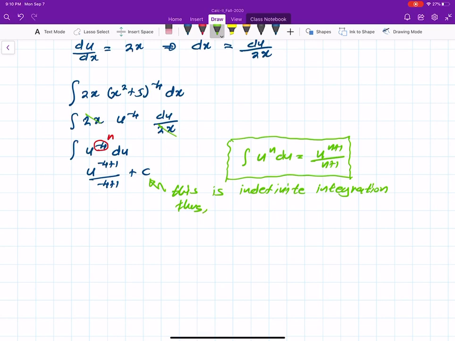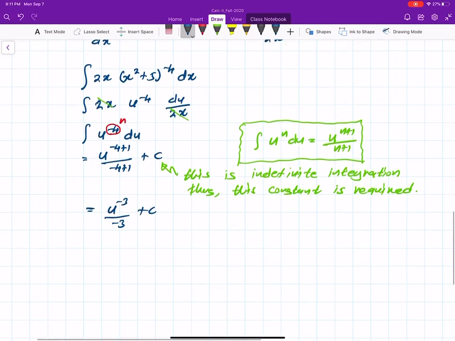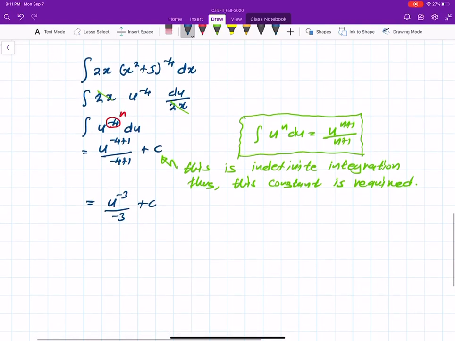Thus, this constant is required. All right, so you simplify this further, then it will be u to the power minus 3 over minus 3 plus c. All right, you might feel this as the solution, but no, this is not the solution.